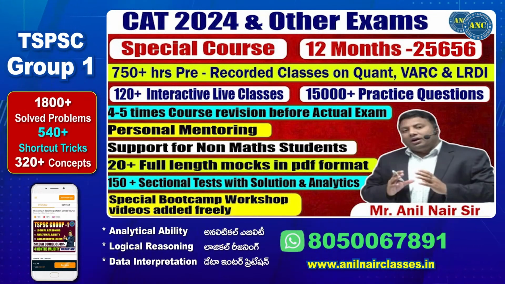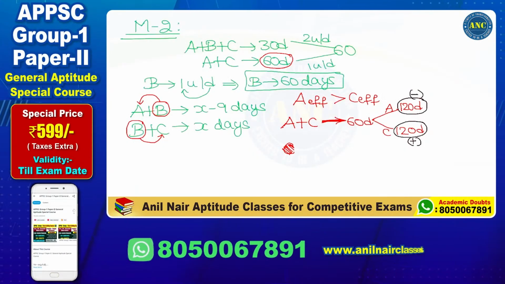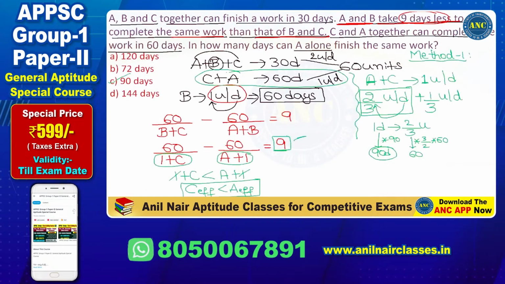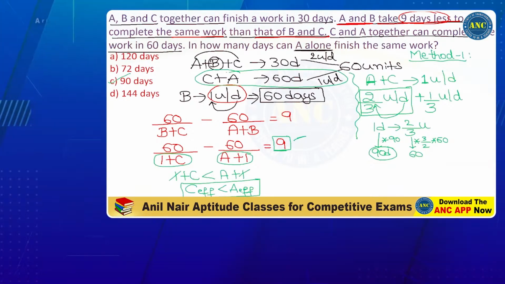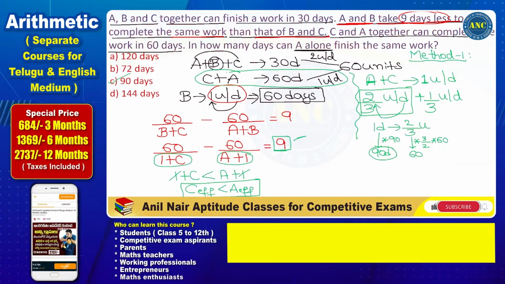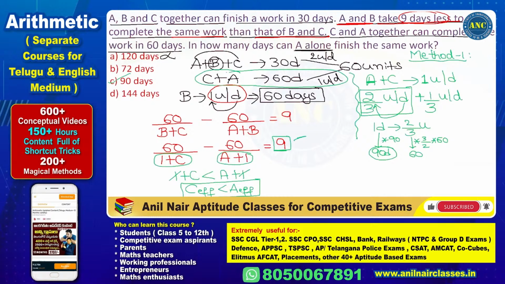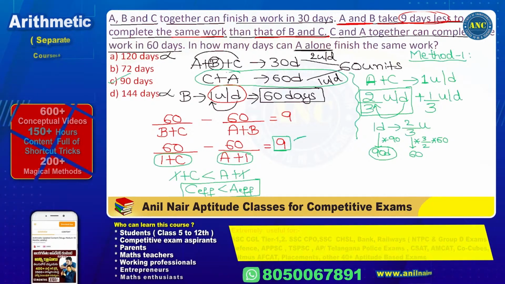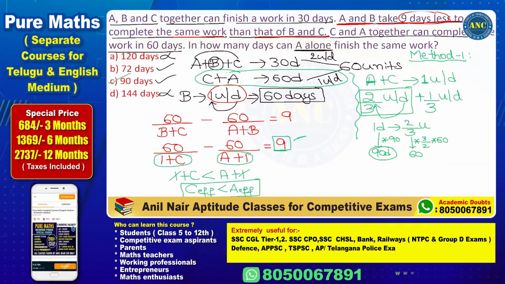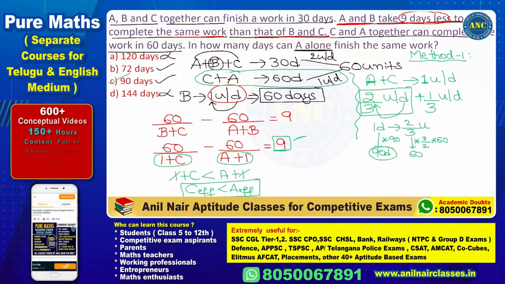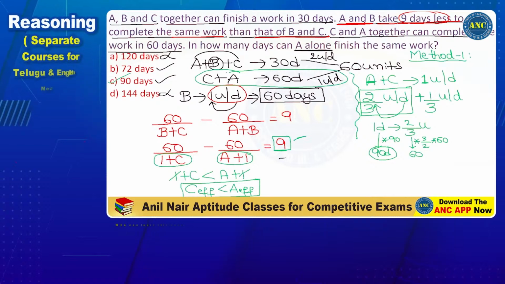That means A will be taking less than 120 days. C will be taking more than 120 days. So if you observe the answer options, how many days will A alone take? We know that A alone will take less than 120 days. So for sure option A is ruled out because that is equal to 120 days. Option D is ruled out because that is 144 days. Either 72 days or 90 days should be correct. Out of 72 and 90, the easier number to work with is 90 because it's a multiple of 10.